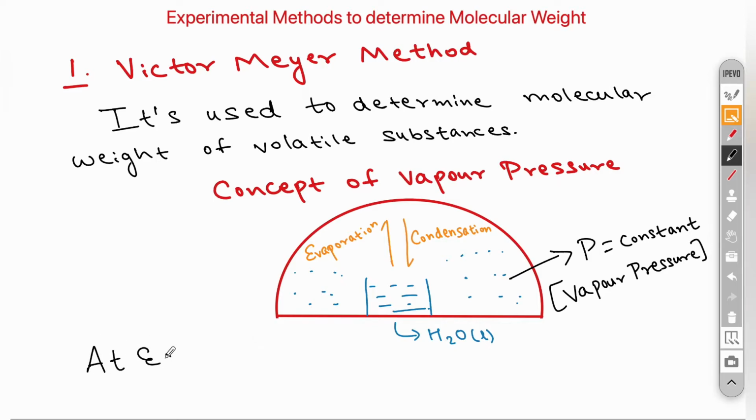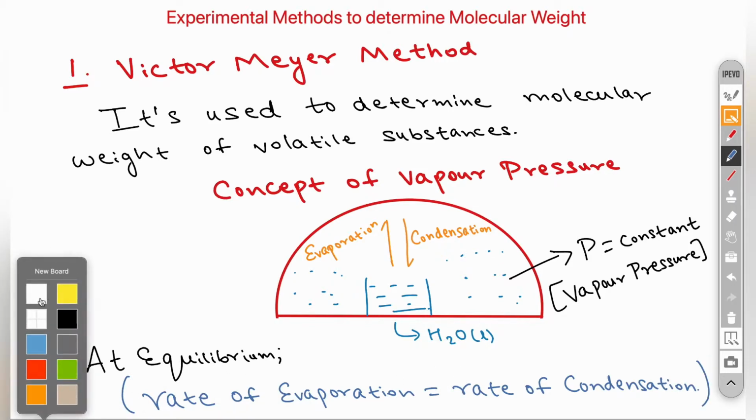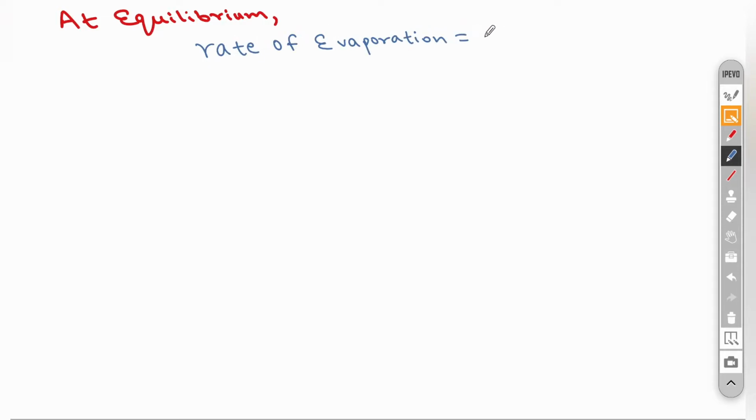Also, at equilibrium we can write that the rate of evaporation is equal to the rate of condensation. You very well know at equilibrium the rate of evaporation is equal to the rate of condensation. We will further discuss it.